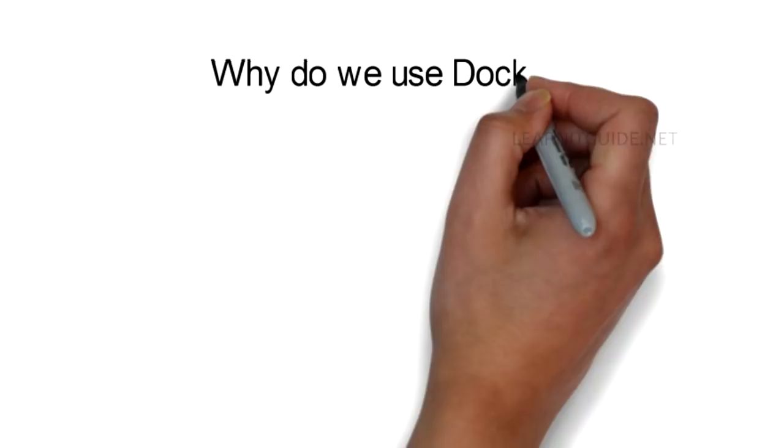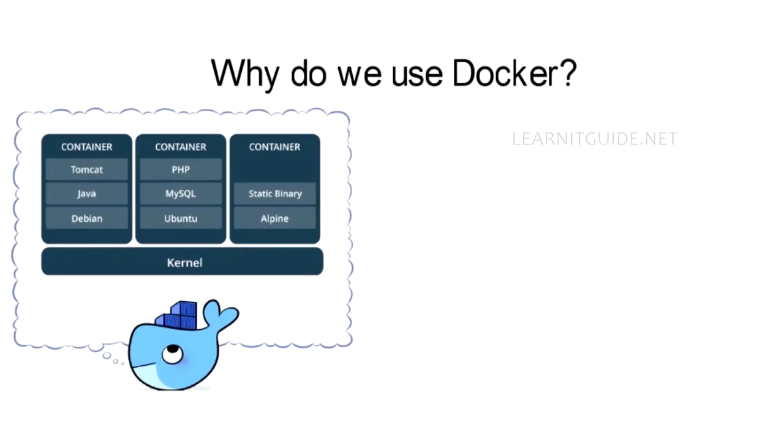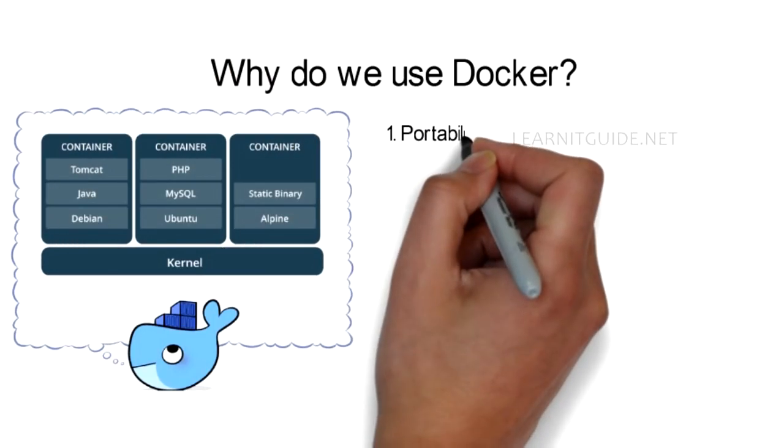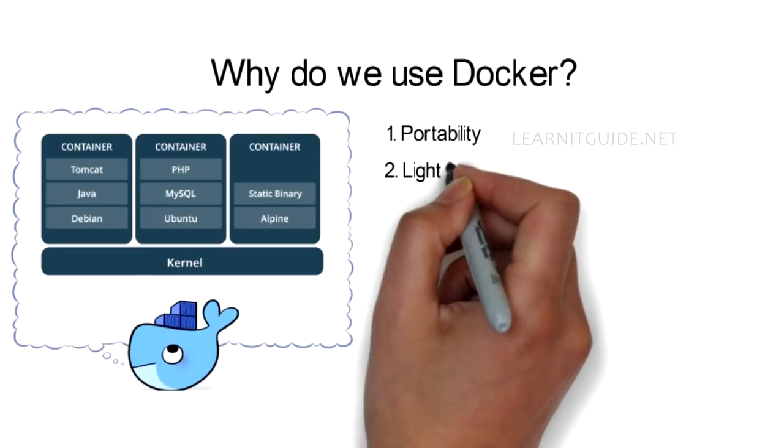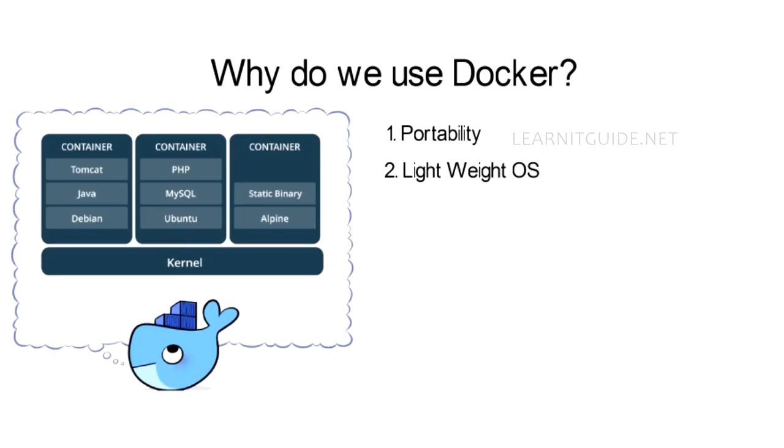Why do we use Docker? Portability. Applications can be bundled into a single unit, and the same unit can be deployed to various environments such as dev servers, testing servers, and production servers without making any changes to the container. Then, lightweight operating system. Docker has the ability to reduce the size of the development by providing a smaller footprint of the operating system via containers.